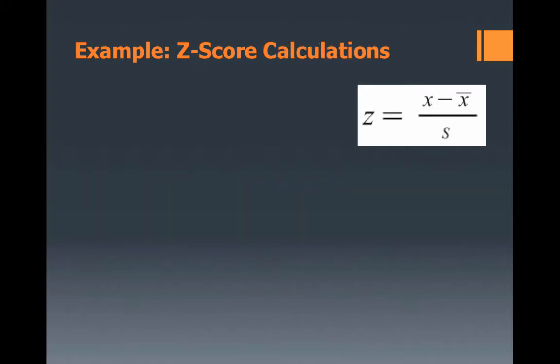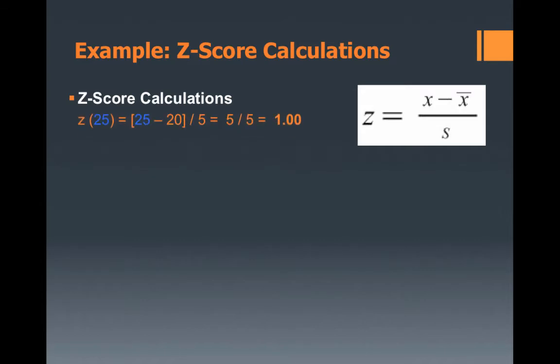All right, so let's see what you got. So here are the z-score calculations for scores less than 14 and less than 25. So less than 25. Again, we have the individual score, which is 25, minus the sample mean of 20 divided by our standard deviation of 5 gives you a z-score of 1. The z-score for 14 is negative 1.20.